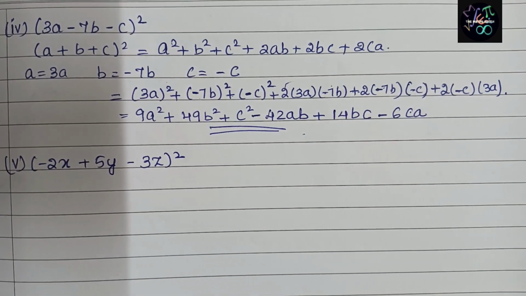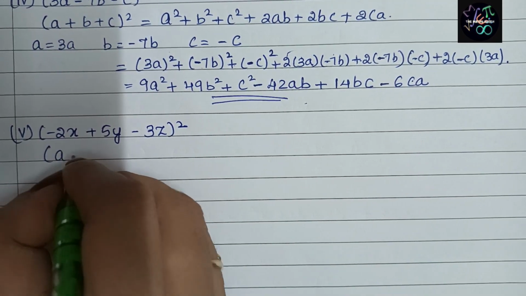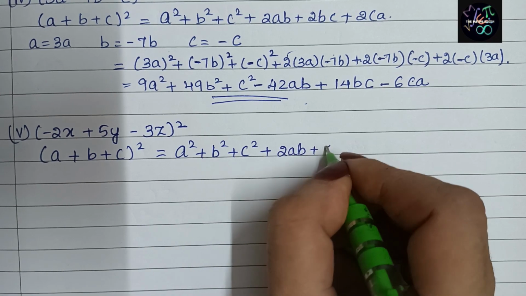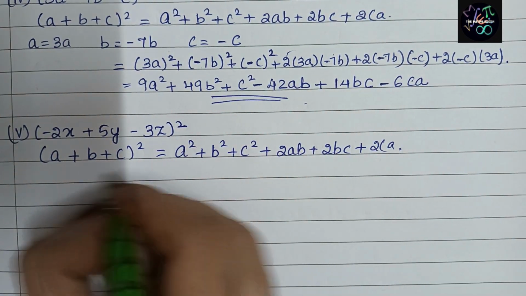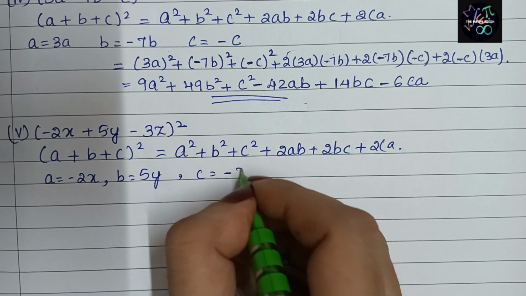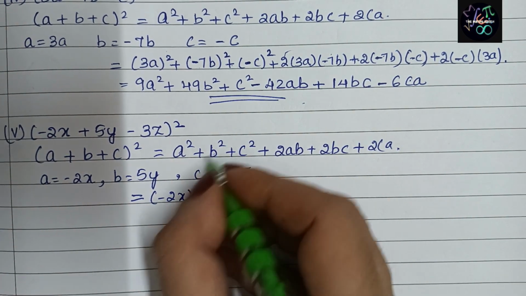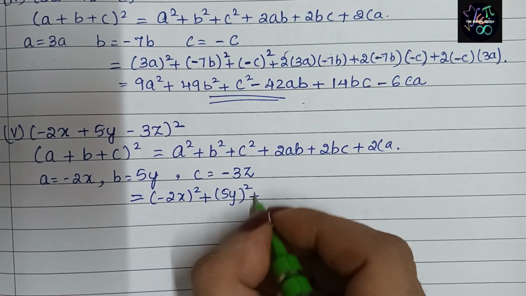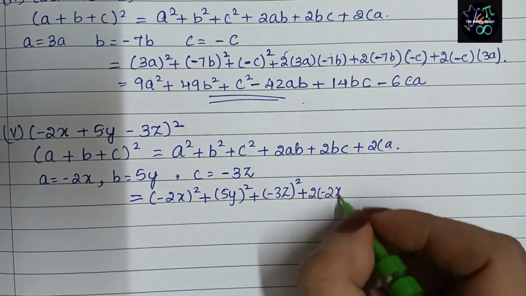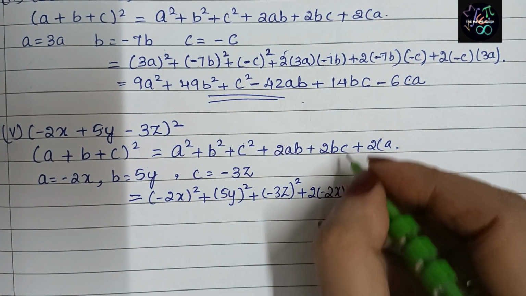So let us see the fifth question: (-2x + 5y - 3z) whole square. Same way again we have to do. The formula for a plus b plus c whole square is a square plus b square plus c square plus 2ab plus 2bc plus 2ca. Let us substitute. A value is minus 2x, b value is 5y, and c value is minus 3z. Minus sign we should not leave. A value minus 2x whole square, plus b value 5y square, plus c value minus 3z square, plus 2 as it is, a value minus 2x, b value 5y, plus 2, b value 5y, c value minus 3z.